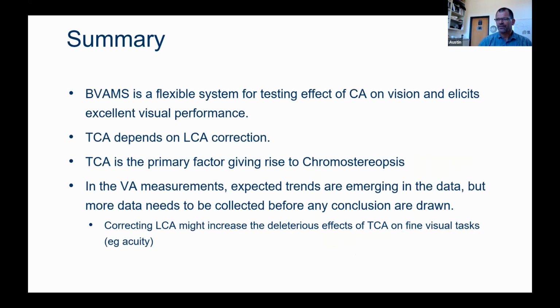So let me summarize where we're at. So BVAMS is a flexible system for testing the effect of chromatic aberration on vision, and happy to report that it elicits excellent visual performance. The transverse chromatic aberration we find depends quite dramatically on whether or not we correct the LCA prior to the measurement. TCA, as others have shown, is the primary factor giving rise to the perceptive chromostereopsis. And in the visual acuity measurements, the expected trends are emerging, but more data needs to be collected before any strong conclusions can be drawn.